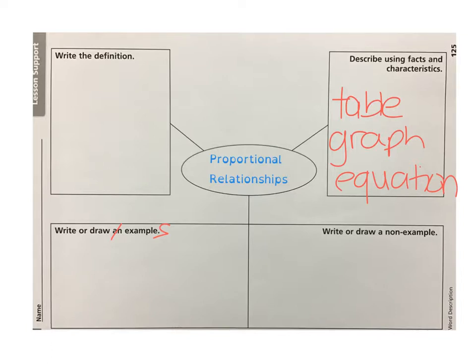And then finally, over in this last box, you're going to write or draw some non-examples. So if there's a graph that does not represent a proportional relationship, what might that look like? Or if there's a table that's not proportional, what would that look like? Or an equation. Give an example of an equation that's not a proportional relationship.